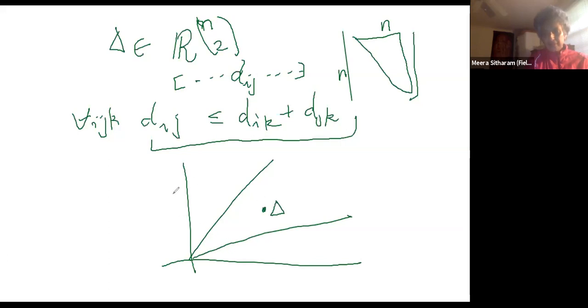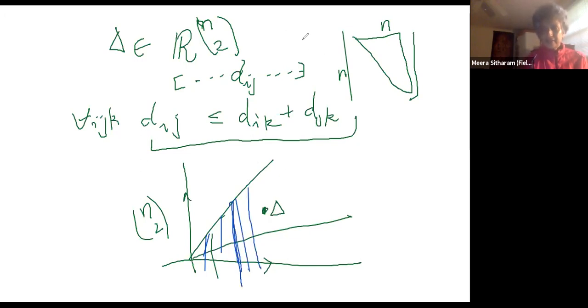I can't draw in n choose 2 dimensions, so I'm drawing in 2 dimensions. So think of these coordinates. There are going to be n choose 2 of these. So you're living in n choose 2 dimensional space, and delta is a point that lies inside an intersection of these various half spaces. Each of these represents a half space. Okay, so there's one half space like that, and then there's another half space like this. Each one of these inequalities represents a half space, so it's an intersection of these half spaces. So it's a convex cone. It's a cone, and a cone is convex.